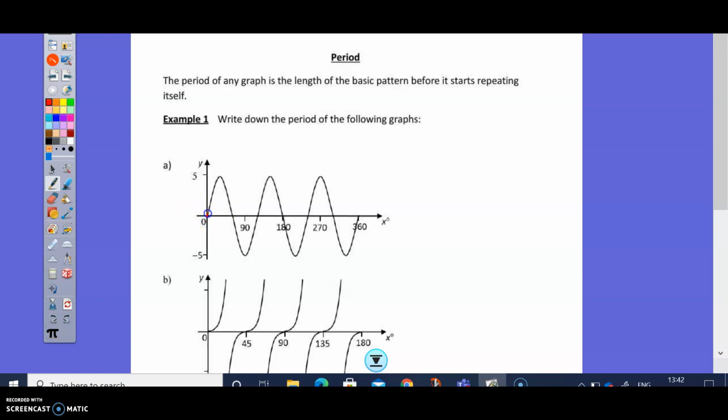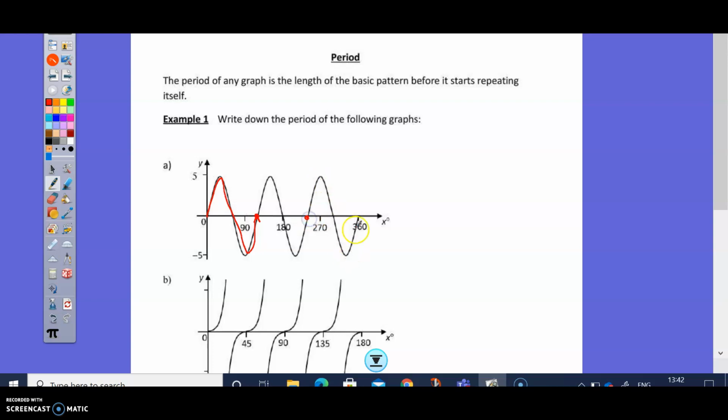It starts at 0. That is one normal sine graph, and there it starts repeating itself. So wherever that is would be the period of the graph. Now we don't have a value there, so we need to keep going.